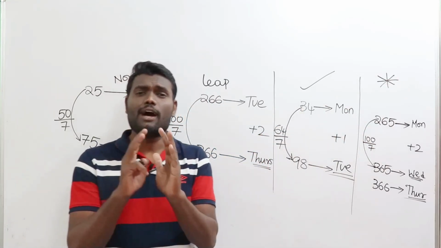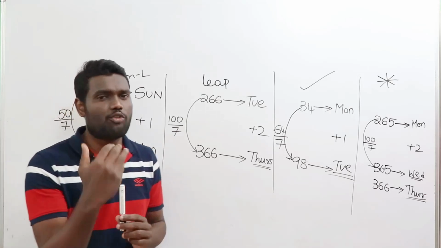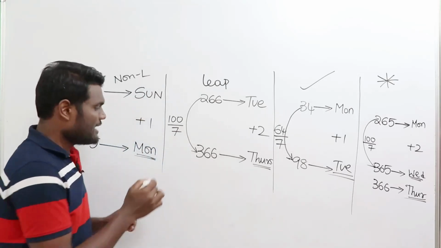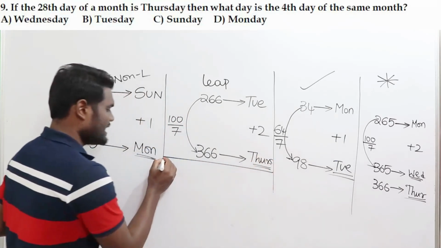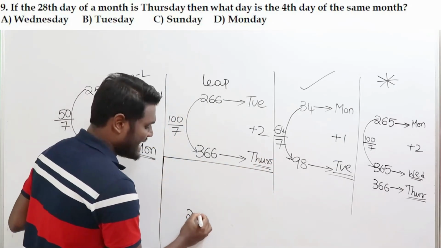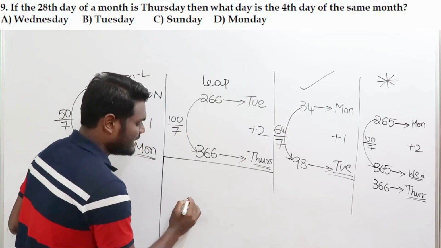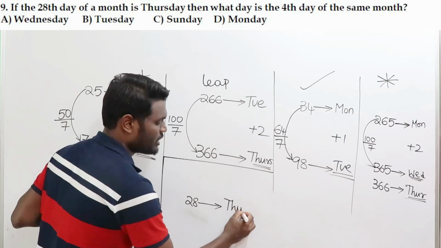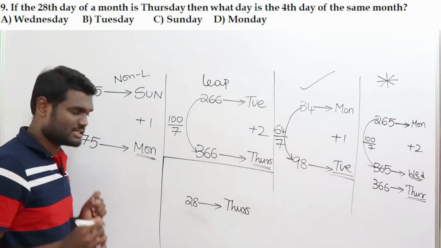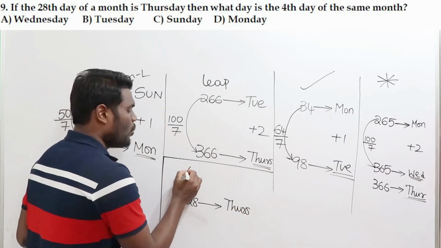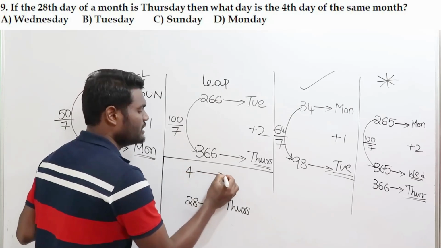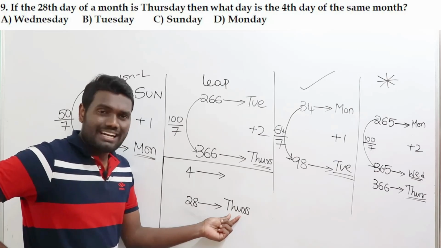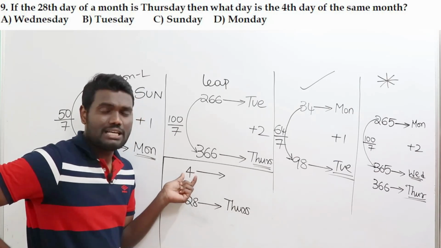Okay. Now if you observe here, whether it is going forward or going backward, it's the same concept. Now let us say I ask you a question in this way. For example, if the 28th day of a month is Thursday, what is the 4th day of the same month?